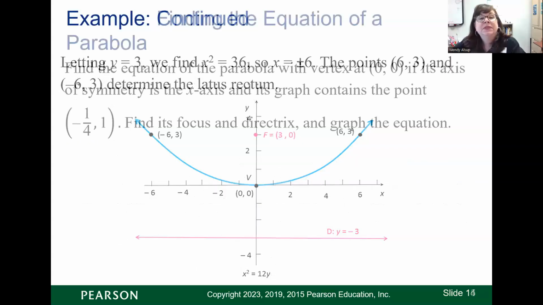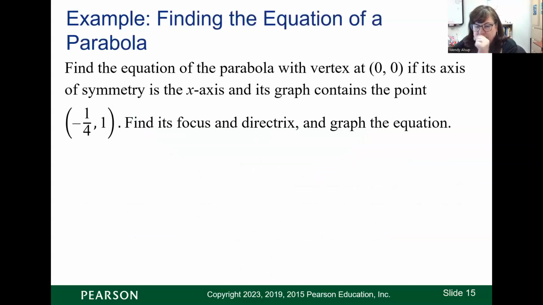All right, one more, and then we'll do a few applied problems. Okay, so we have a vertex at 0, 0, and we know one point on the graph, -1/4, 1, and we know the axis of symmetry is the x-axis. All right, so let's think about that a little bit. The axis of symmetry is the x-axis.